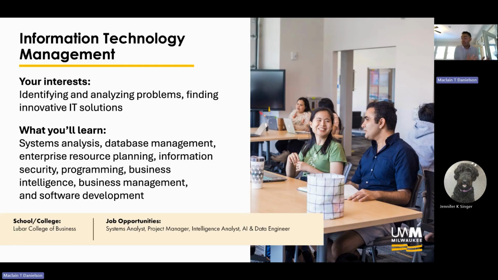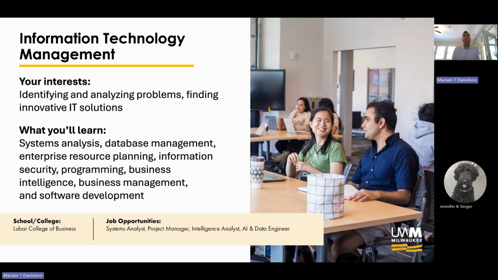So as I mentioned, it has a business emphasis, and it makes functions like accounting, marketing, and logistics work together cohesively and smartly. Students would have to have an interest in identifying and analyzing problems, finding innovative IT solutions for those problems. So problem solving is a big part of this. Students would learn about database management and information security and systems analysis, but again, would also have that business component of business intelligence, learning about business management.